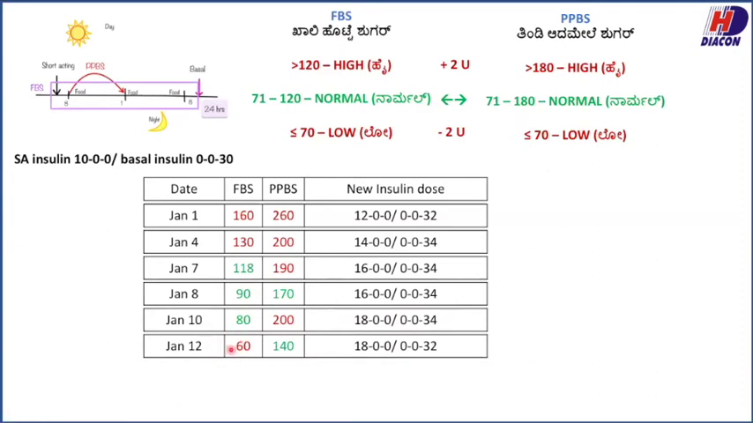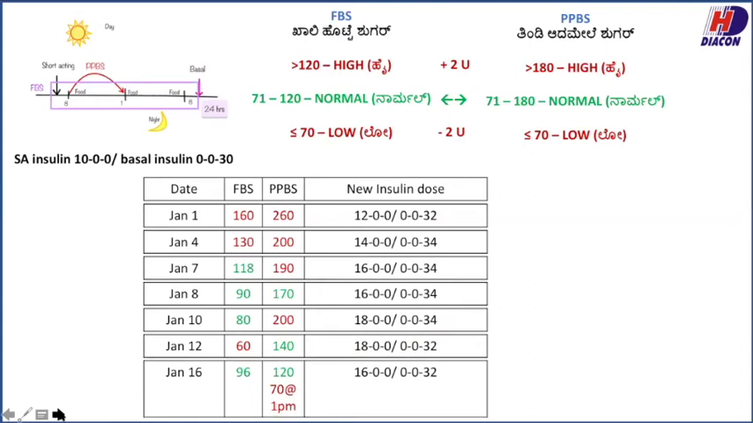We check again, it is 60, and after breakfast, it is 140. So when we have the low, we correct the hypoglycemia, we take glucose, we recheck, we make sure it's normal. We don't skip the morning insulin or reduce the morning insulin. What controls your fasting blood sugar is the basal insulin. So we reduce the basal insulin, 34 minus 2, it becomes 32 units. After breakfast is normal, so the morning dose of short acting insulin 18 is sufficient. So we continue 18 as it is.